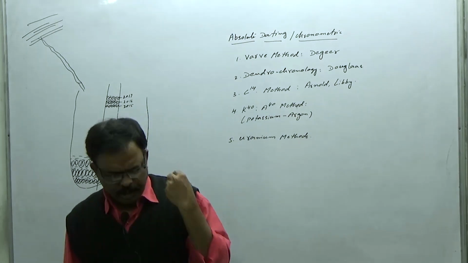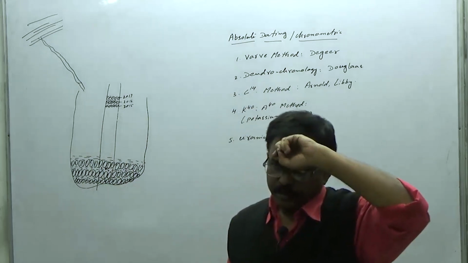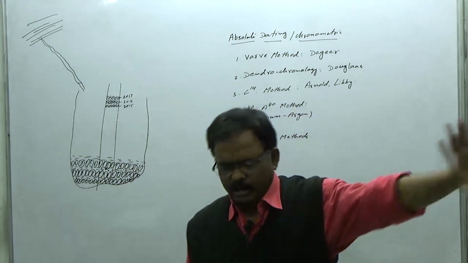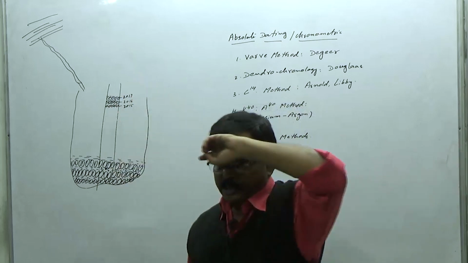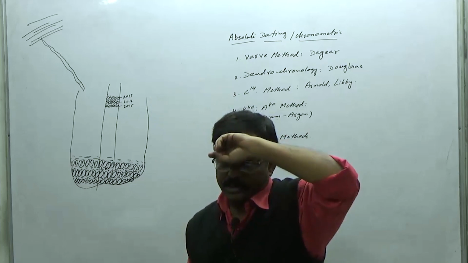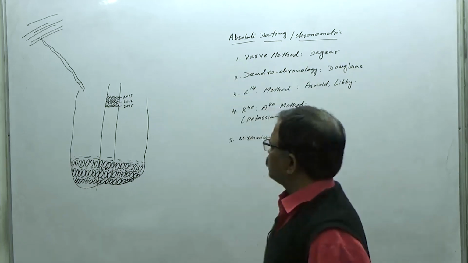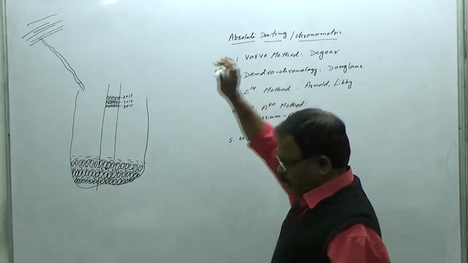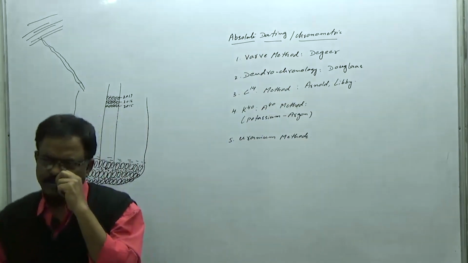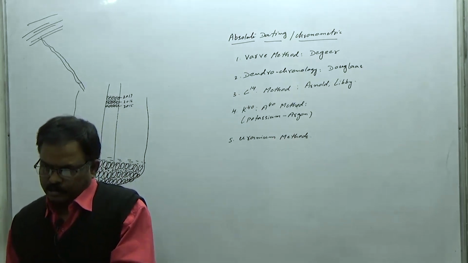But this is a very popular method in polar regions. Almost Russia, Siberia, Alaska, in these areas there are heavy glaciers, a large number of glaciers. So every year something forms. So it is very popular in polar regions, Scandinavian regions. This is one method: the varve method.